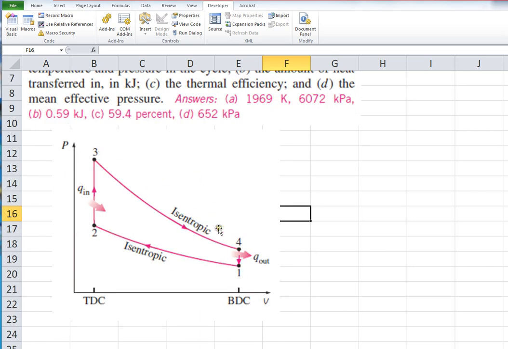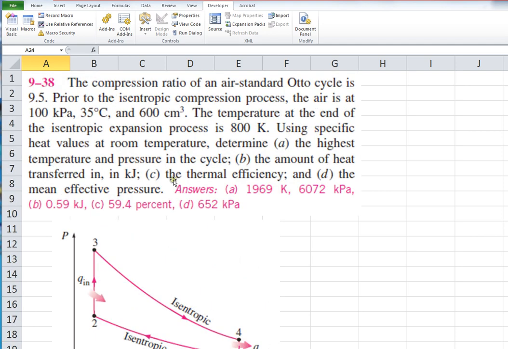I've also clipped the PV diagram for the Otto cycle, and you'll recall that the compression ratio is the ratio of this lowest volume. This is a PV diagram, so this is volume 2 equals volume 3. That's the ratio of the smallest volume to the largest volume, which is 9.5.